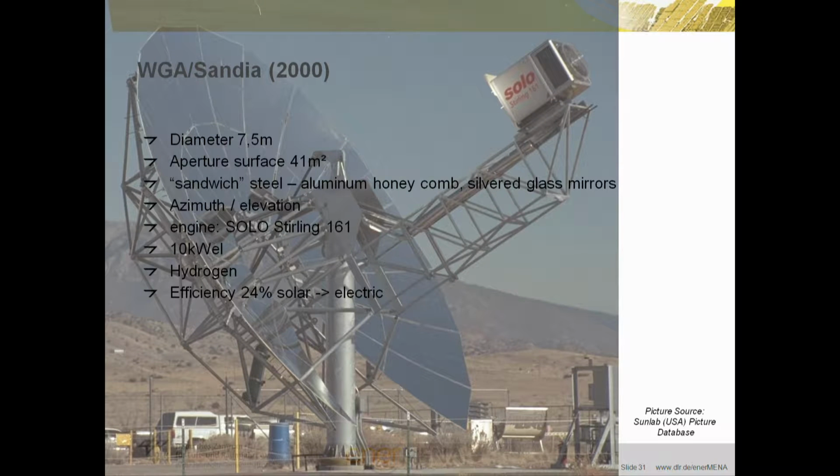Another system using the same engine was developed and built in 2000 at Sandia National Laboratories together with the company WGA, with a diameter of 7.5 meters, aperture surface 41 square meters. They're using facets made up of a sandwich of sheet metal and an aluminum honeycomb using silvered glass mirrors on the front side. The tracking system is azimuth and elevation. The engine, of course, is the Solo Stirling 161. Rated power is 10 kilowatts electric, which is reached at 1000 watts per square meter. They were using hydrogen from the very beginning, reaching already a high efficiency of 24% solar to electric conversion.